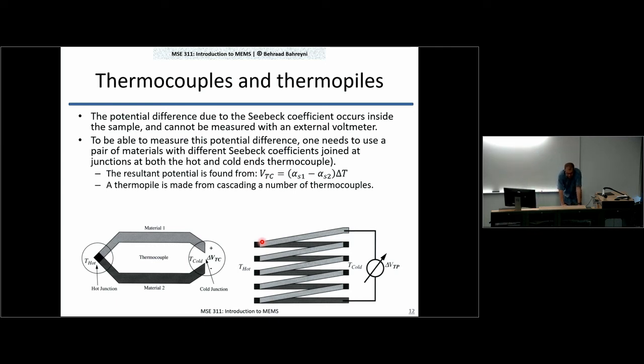Now, one of the things that is going to make our lives easier for MEMS thermocouples is that, again, alpha S1 and alpha S2, for the two materials that you use in a thermocouple, are material properties. With semiconductors, you can get really large alpha S's. So they can be a lot more sensitive than metals, for example. And therefore, you can get a very good thermocouple using micromachining techniques if you can make one of the arms out of semiconductors.